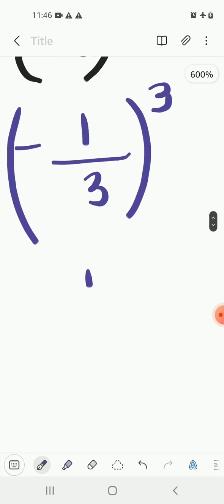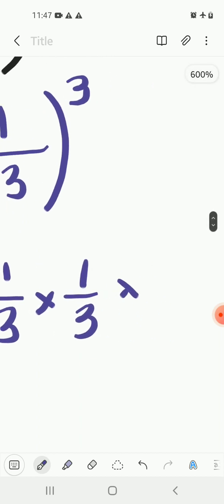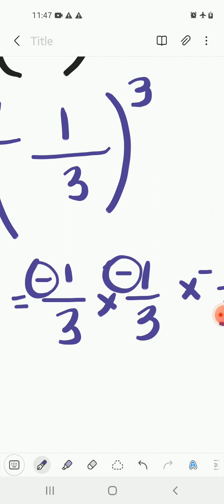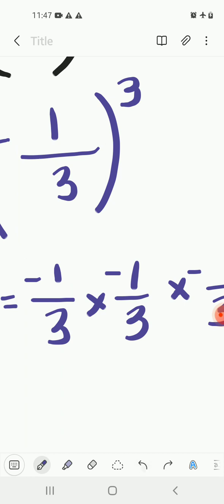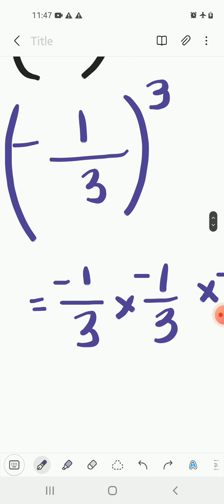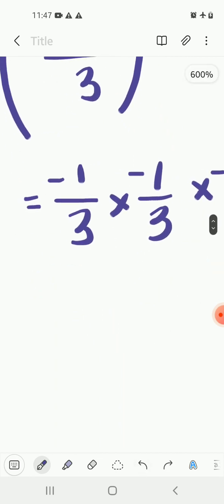Now we are going to solve it. 1 by 3 into 1 by 3 into 1 by 3, and there is a minus sign to it. Remember, if there is a minus sign and the power is an odd number, the sign will be negative. Here 3 is an odd number, so minus into minus plus into minus will be minus. The simple trick to remember is, whenever you have an even number power and there is a minus sign, the answer will be plus, and if you have an odd number, the answer will be minus. So here 3 is an odd number, so the final answer will be minus.